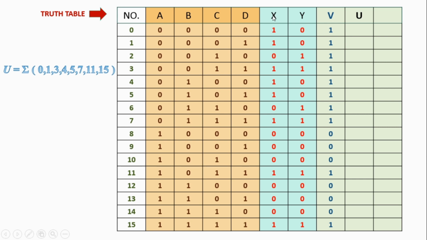We have to create x. So we will take x as it is as the u. So we have copied it. U is equal to minterm of 0, 1, 3, 4, 5, 7, 11 and 15. So we have put all of these, 0, 1, 3, 4, 5, 7, 11 and 15, and the rest of the places are 0. Okay.